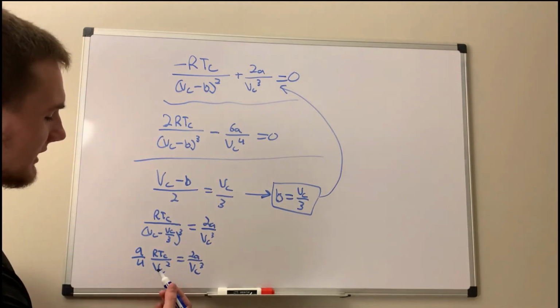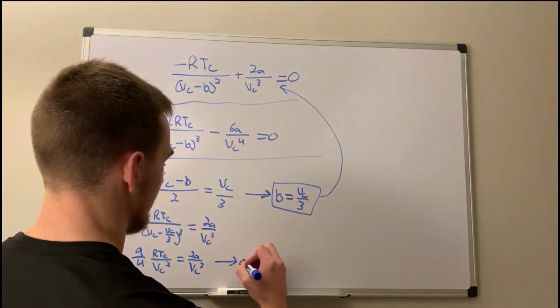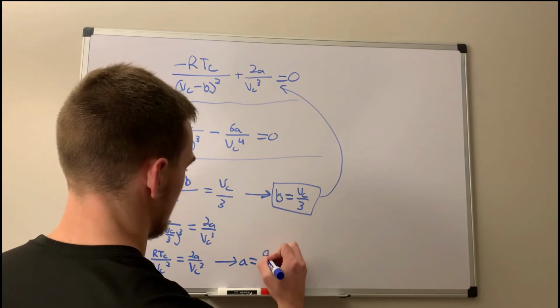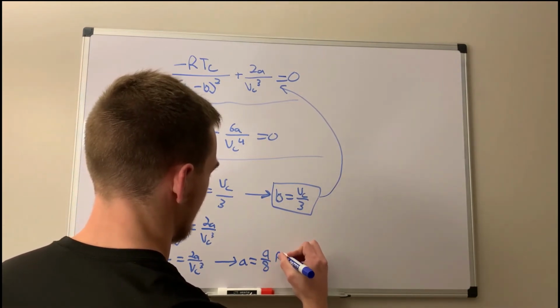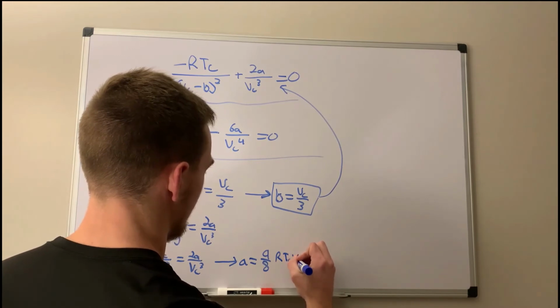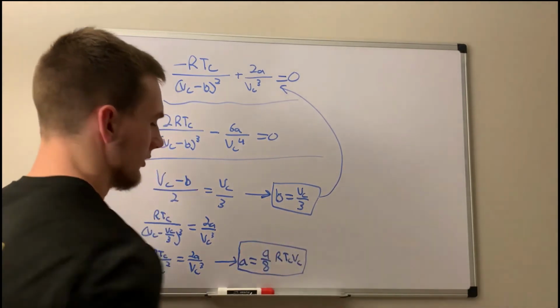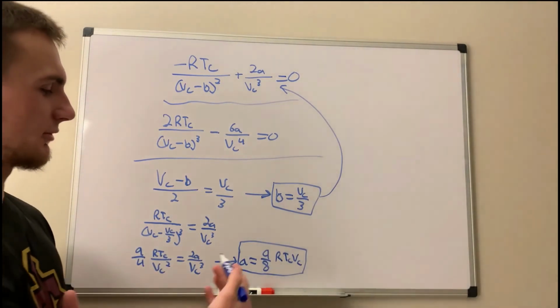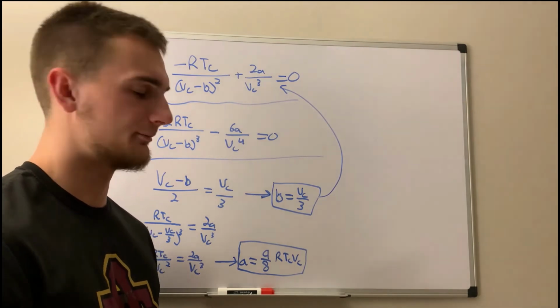And if we go ahead and solve for a here, we'll get that a equals 9/8 RTC VC. Okay, so these are our parameters for both our A and B terms for the van der Waals equation.